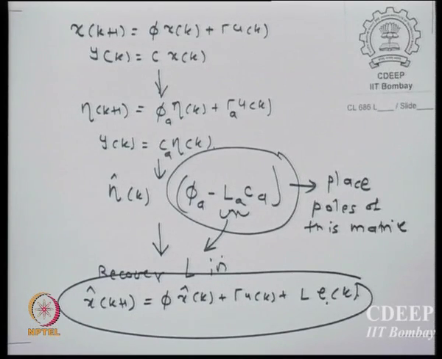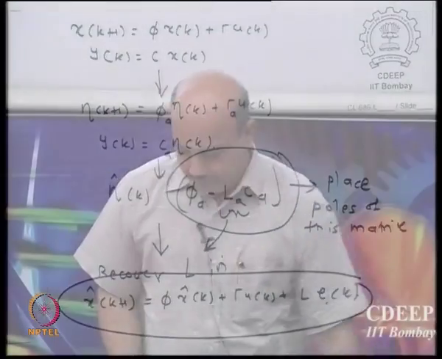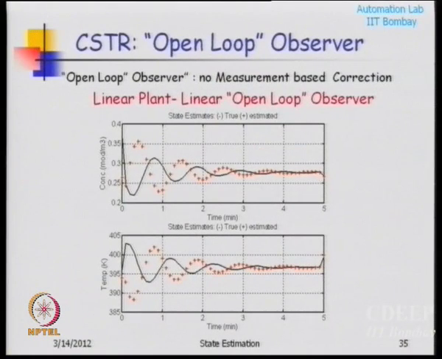I want to make it fast by pole placement. The error convergence is like this. If I put poles at 0.5, just a demonstration here. Look here, this is the open loop observer. There is a mismatch between the initial true state and the estimated state. The true state is this black line, the estimated state is this plus. Open loop observer, open loop stable system, after some time the error will go to 0. It is not fast enough. I don't want to wait for 10 minutes or 5 minutes for this to occur. I want the error convergence very fast.